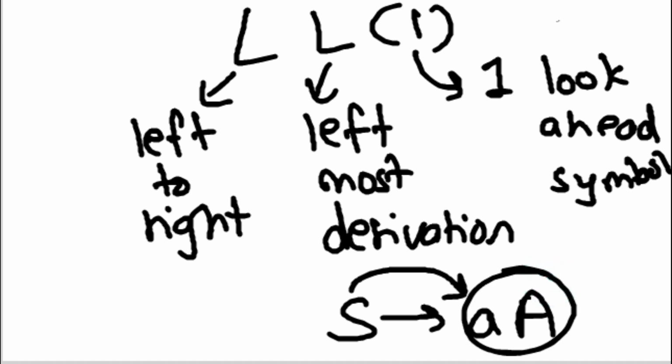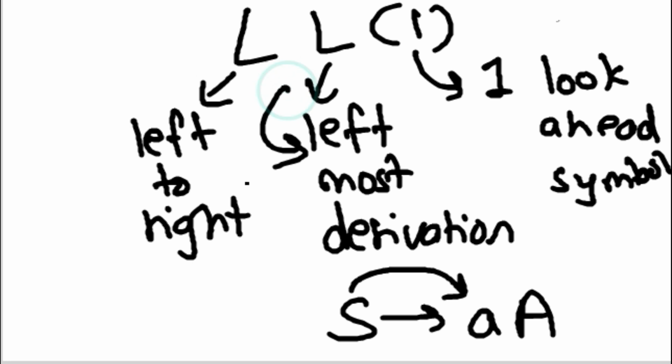If we were looking at both of these symbols, we would call it two look ahead symbols, so it would be LL2. But we are looking at only one symbol, one look ahead symbol, and that's why we call it 1. So that is LL1. The definition of LL1 parser is: it is a type of parser which goes from left to right, has leftmost derivation, and has one look ahead symbol.